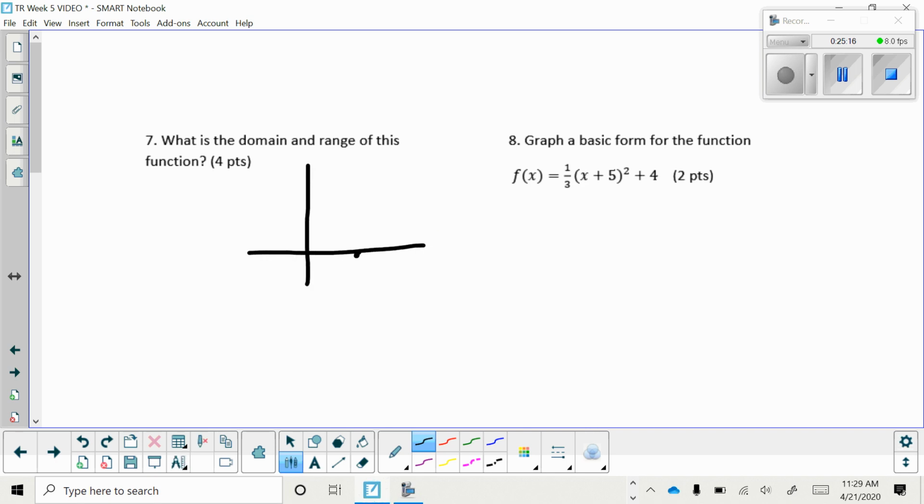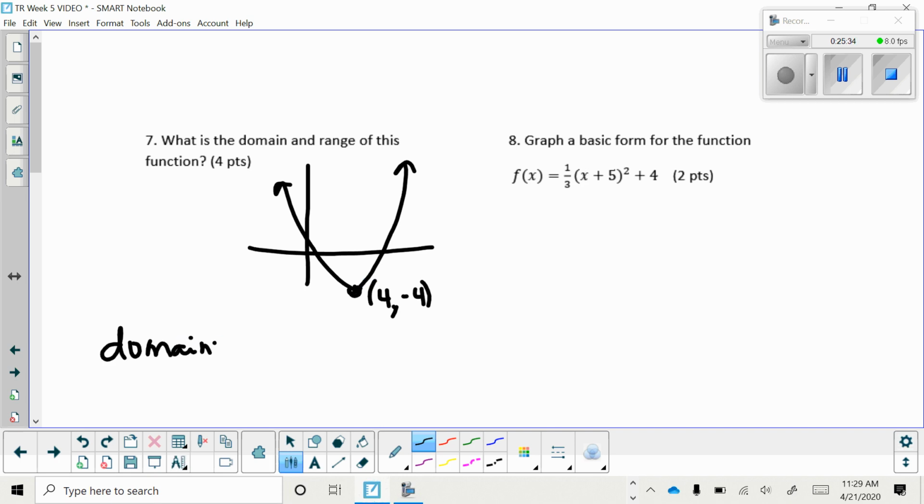Our vertex was 4, negative 4. The domain is all the x values that will work for the function. And for this graph, and for all quadratics, the domain is all real numbers, okay? No matter what x value you pick, there will be a point that corresponds to it on the graph.